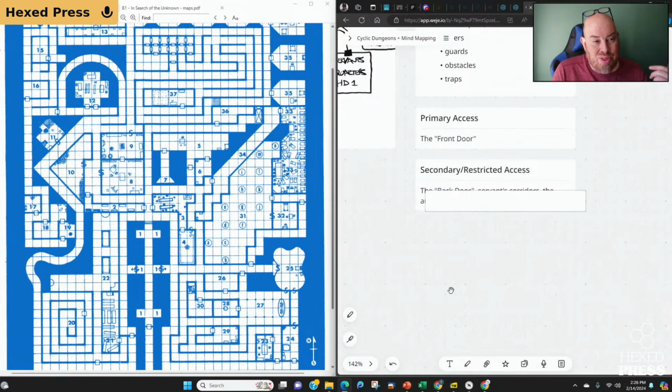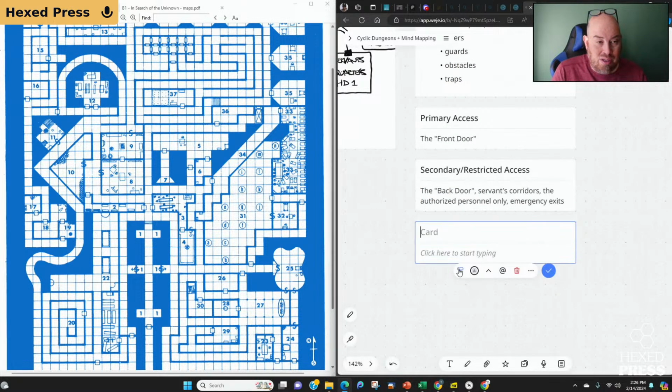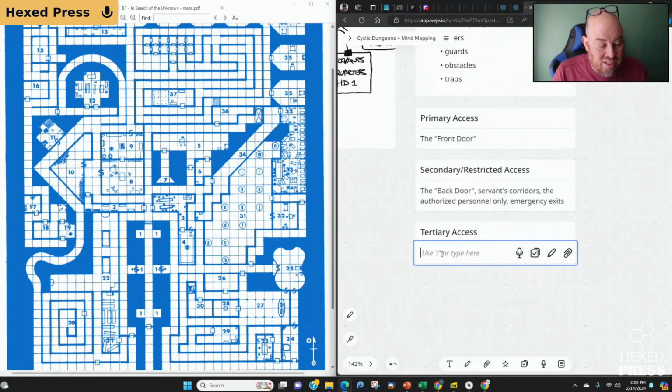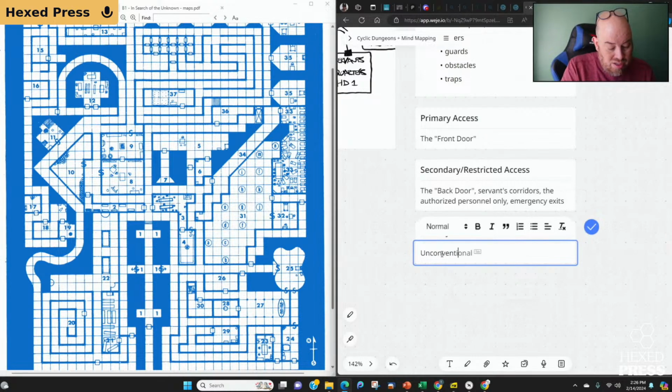And then I thought there was a third one, which I don't use in my drawing. Tertiary access, and those are, I guess, unconventional transit networks. We're talking, and this is where you're getting to really, like, if you want to treat your dungeons as heistable spots.